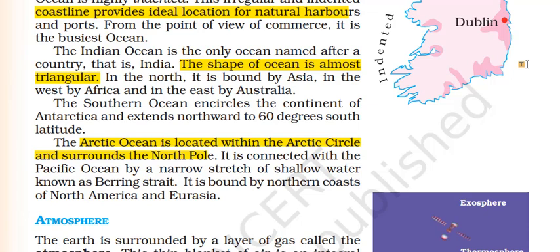After that, let's talk about the Southern Ocean. It encircles the continent of Antarctica. The ocean around Antarctica is what we call the Southern Ocean, and it extends northwards to 60 degrees south latitude. The last one is the Arctic Ocean. It is located within the Arctic Circle and surrounded by the North Pole, and it is connected to the Pacific Ocean by a narrow stretch of shallow water which we call the Bering Strait. So it is a very important question: which water body connects the Arctic Ocean and the Pacific Ocean? The answer is the Bering Strait. It is bounded by the northern coast of North America and Eurasia.